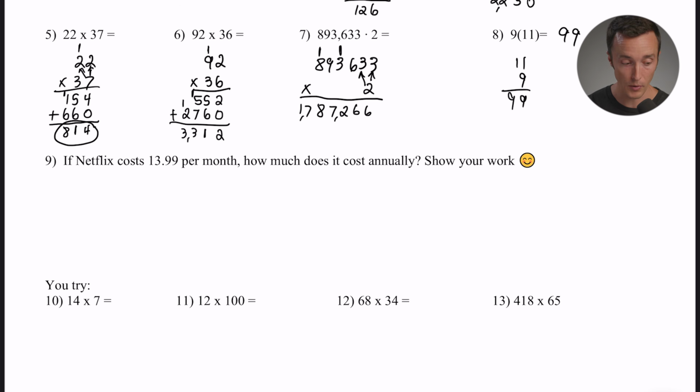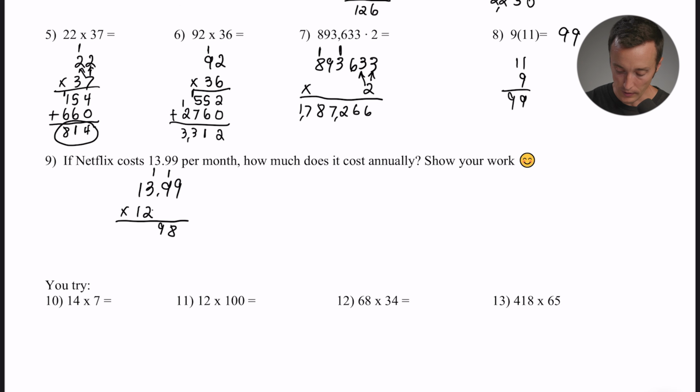So basically what we want to do is take $13.99 and multiply that times 12 months. Okay. So the way we're going to do this is just the same way we had been. So I'm going to do the 2 first, multiplying it through all of them. So 2 times 9 is 18. I'm going to carry the 1. 2 times 9 is 18. Plus 1 is 19. So I'm going to carry another 1.